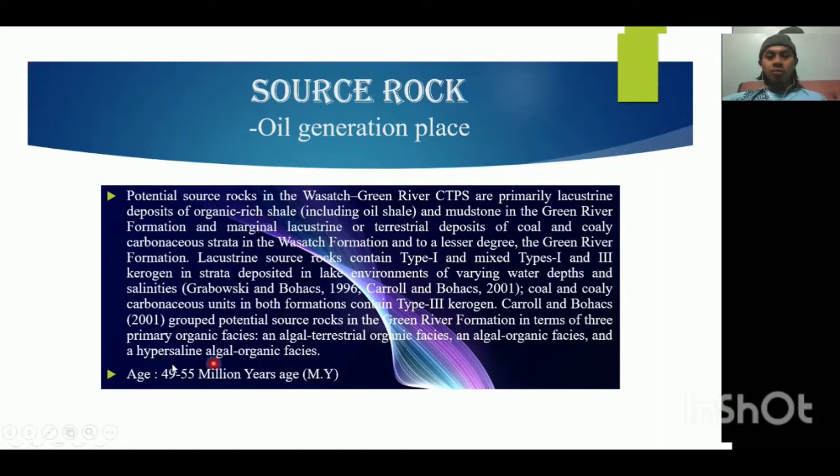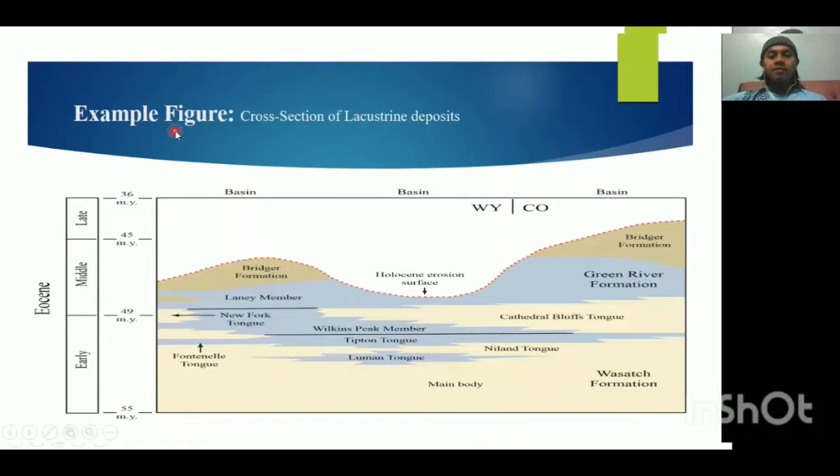The age of the source rock is between 49 and 55 million years ago. This is an example figure which shows the cross section of lacustrine deposit. This is the age of this, and here we can see the Green River Basin, and the blue one shows the location of the lacustrine source rock.